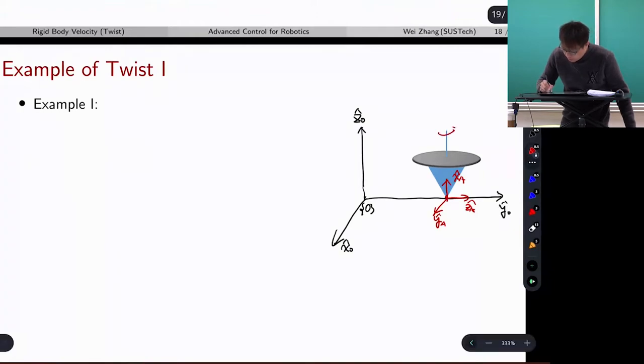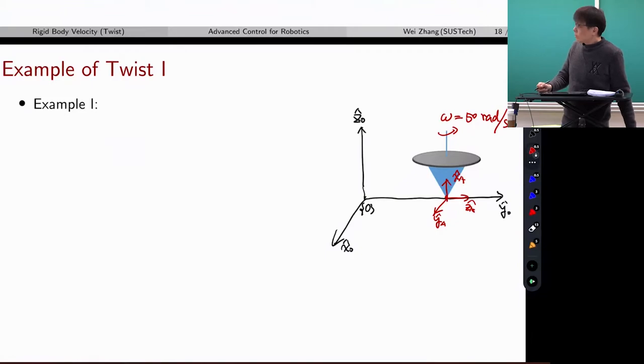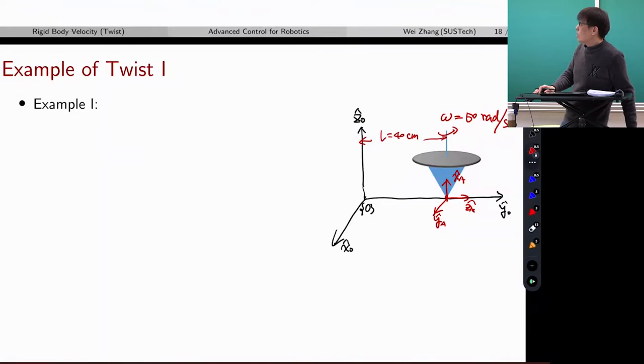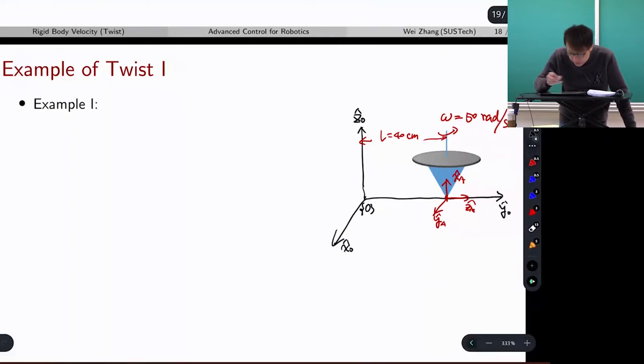Okay. Suppose this spinning top rotates around this axis with omega equal to 50 radians per second. Okay. I actually give you more numbers. This is L equal to 40 centimeters. I'm going to ask you what's the twist or spatial velocity of this spinning top. Is this a rigid body motion? Yes. So the question is, what's the twist of the spinning top?